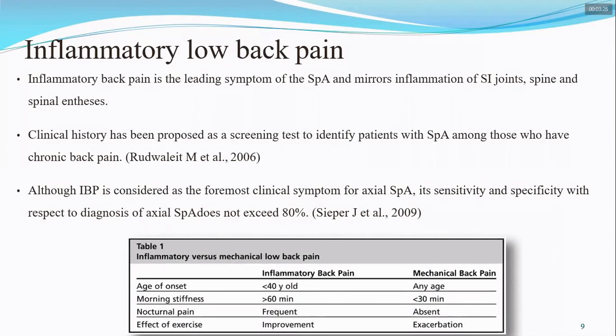And then basically by the activity: in inflammatory back pain, this kind of pain will be decreased by activity, and in mechanical back pain it will be exacerbated, or increased, by the activity. Basically these are the few points.